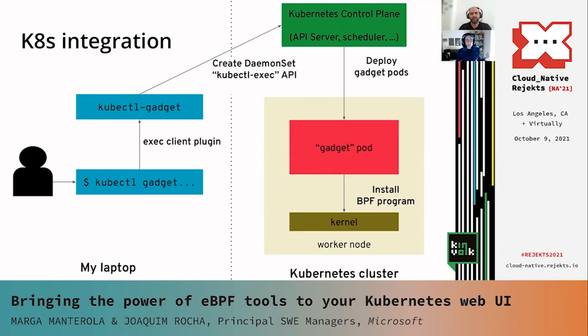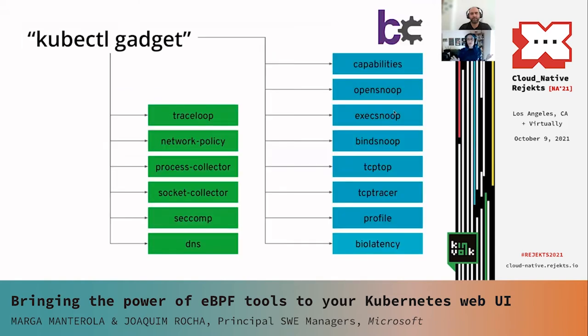And what kind of traces can we run? So we have a bunch of different gadgets available, and with each release, we are putting out more and more gadgets. The ones in blue in this slide are the ones that are wrappers around the BCC tools. So we make it super easy to use BCC tools in the cloud native context. And it's really easy to add more.